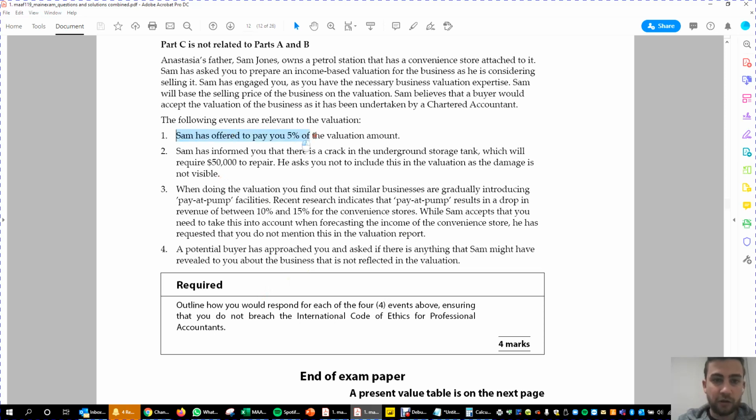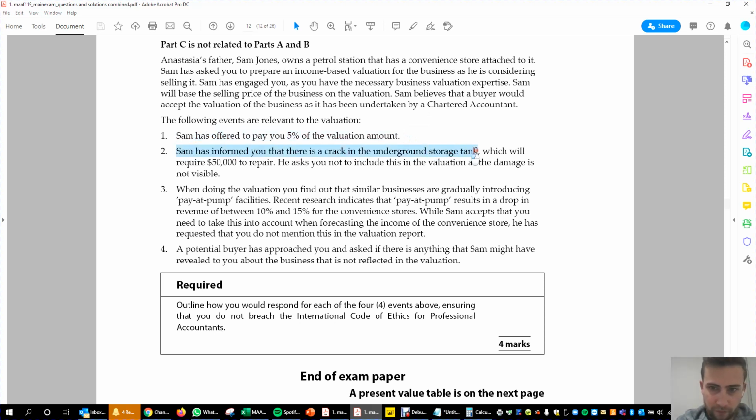So number 1, we've been offered to be paid 5% of the valuation amount. So the first thing that comes to mind is, where's your incentive? Because if your incentives are to drive the growth of the business, then you may be persuaded not to have an objective view of the business, but rather to inflate this purchase price. So a more appropriate remuneration agreement would be a time-based agreement rather than an amount tied to the purchase price.